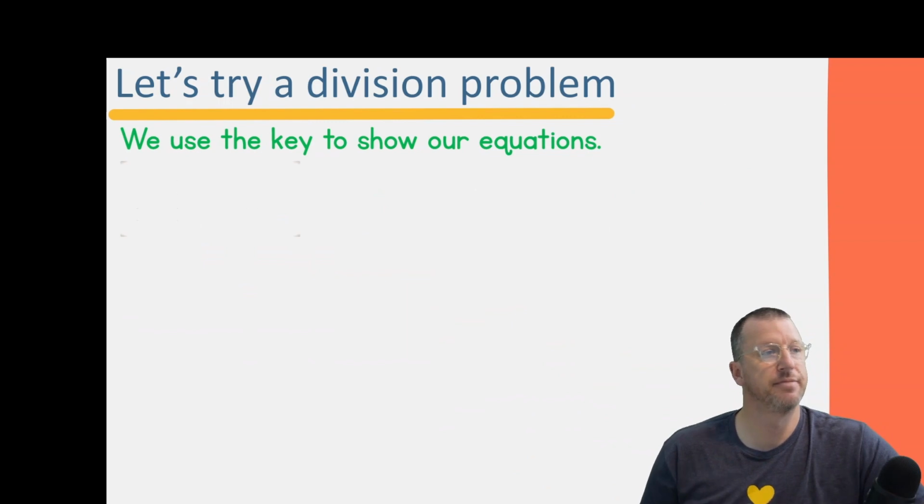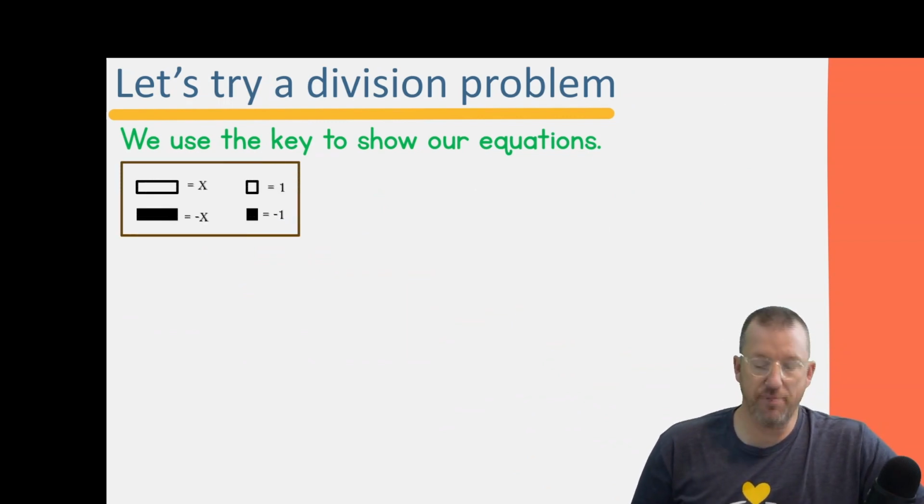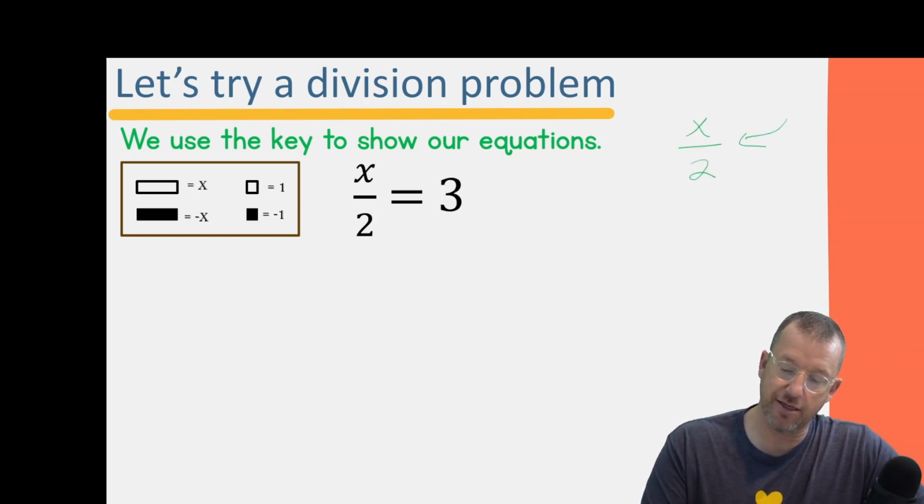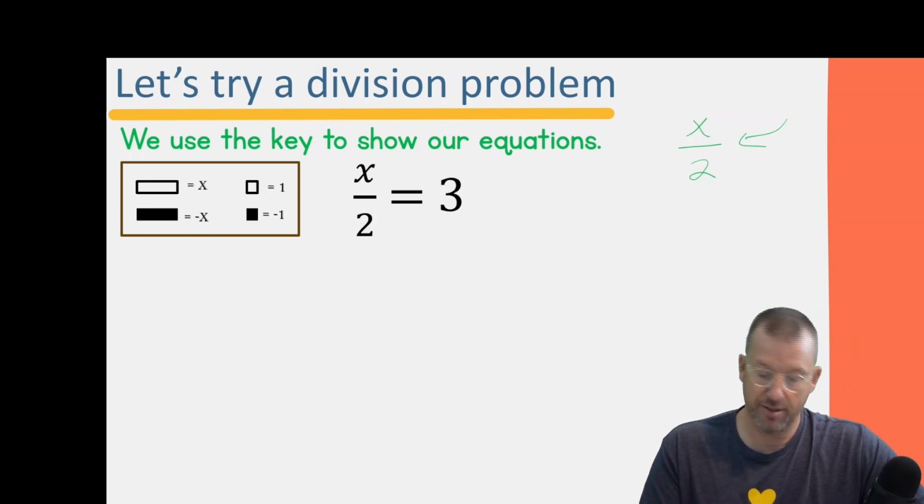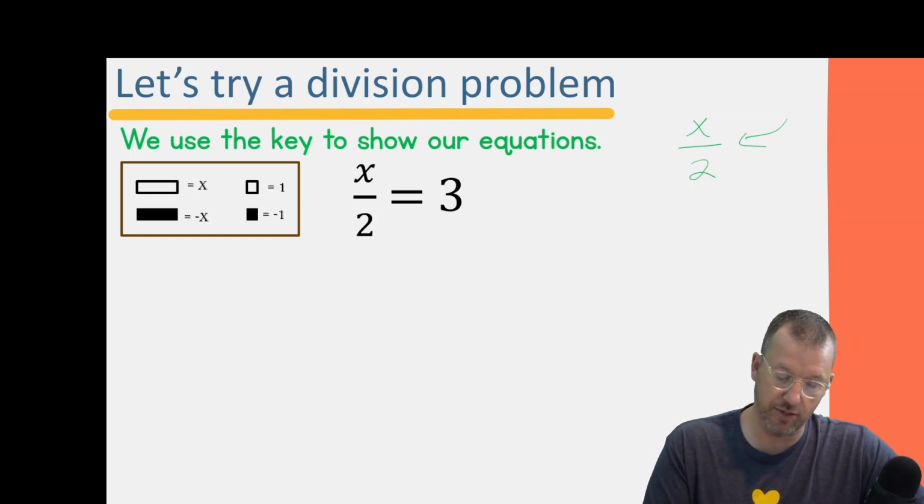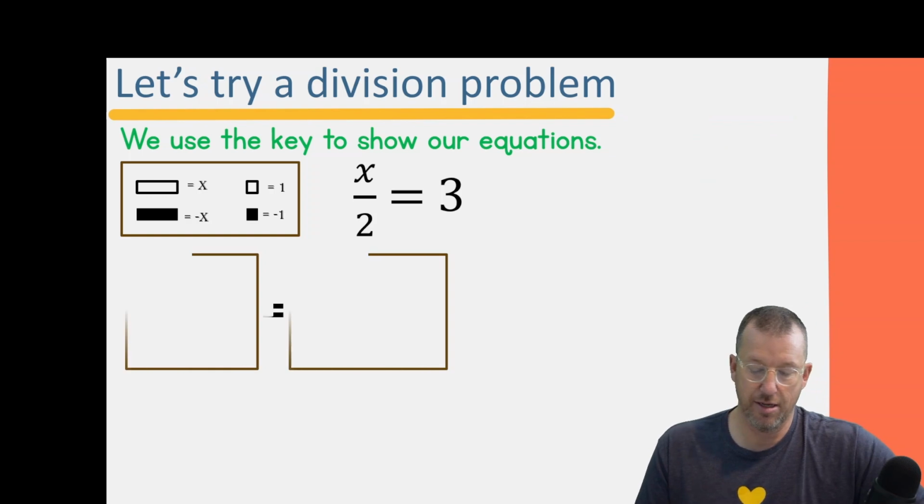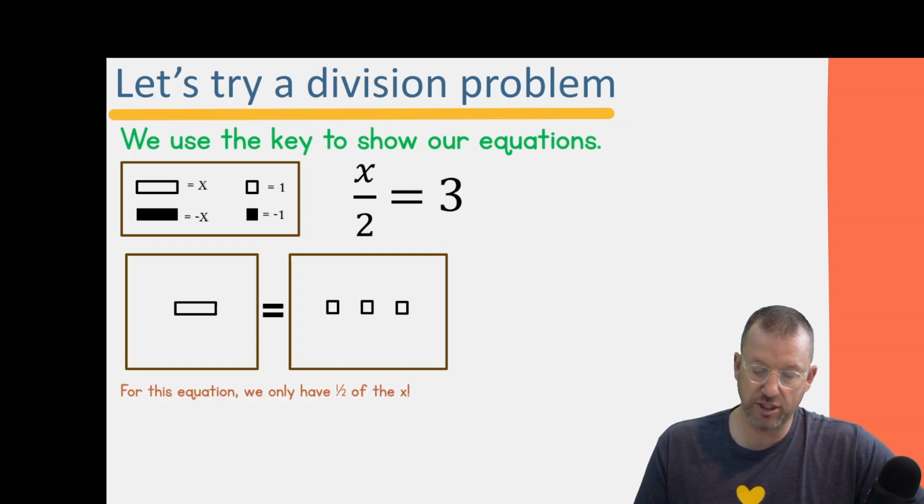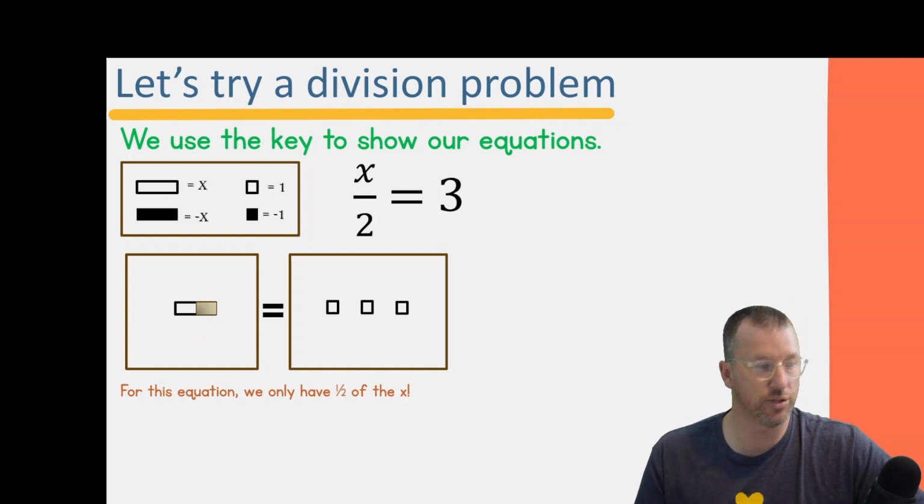Now let's try division. Okay, so we do the same type of thing. Now we have x divided by 2. And just as a reminder, anytime you see a number written as a fraction, that also means divided by. Okay, x divided by 2 equals 3. Well, how are we going to show that? Well, we put up what we see, x equals 3, but that's not true. For this equation, we only have half of one of the x's because half of an x equals 3.